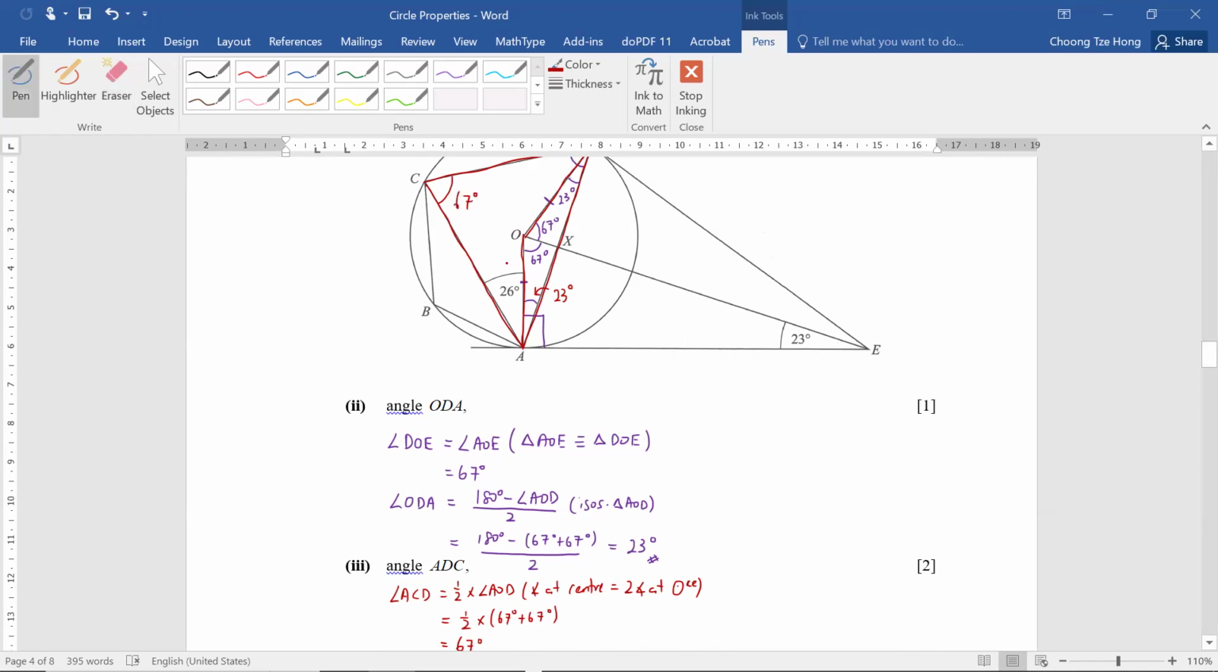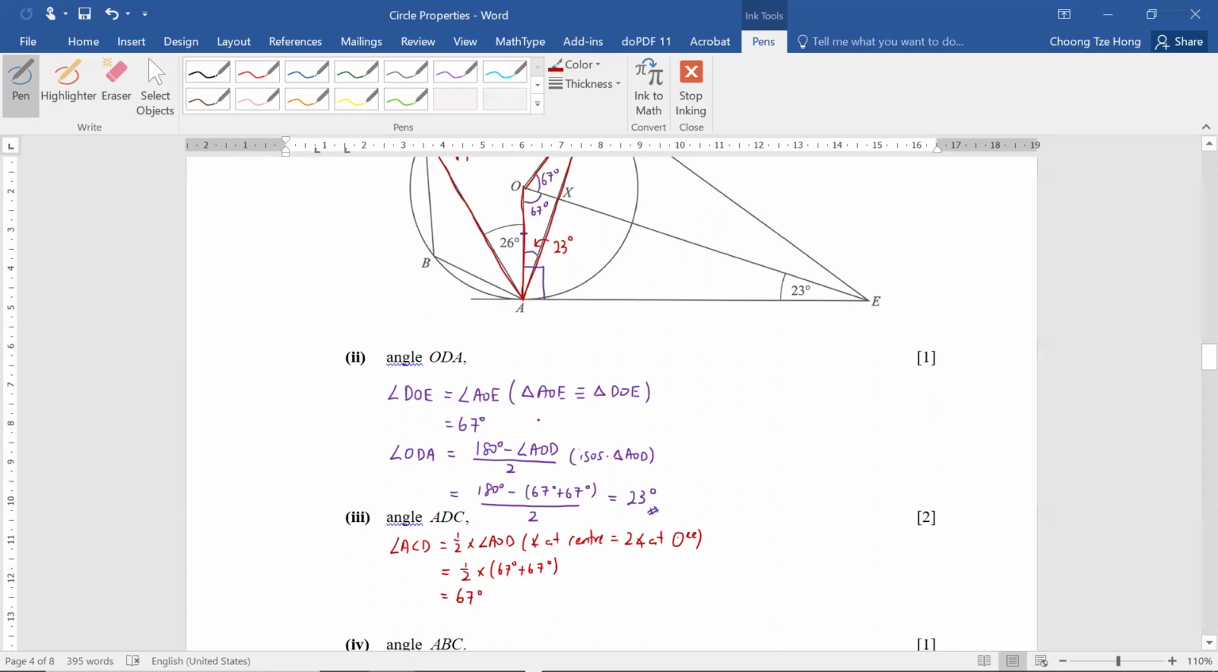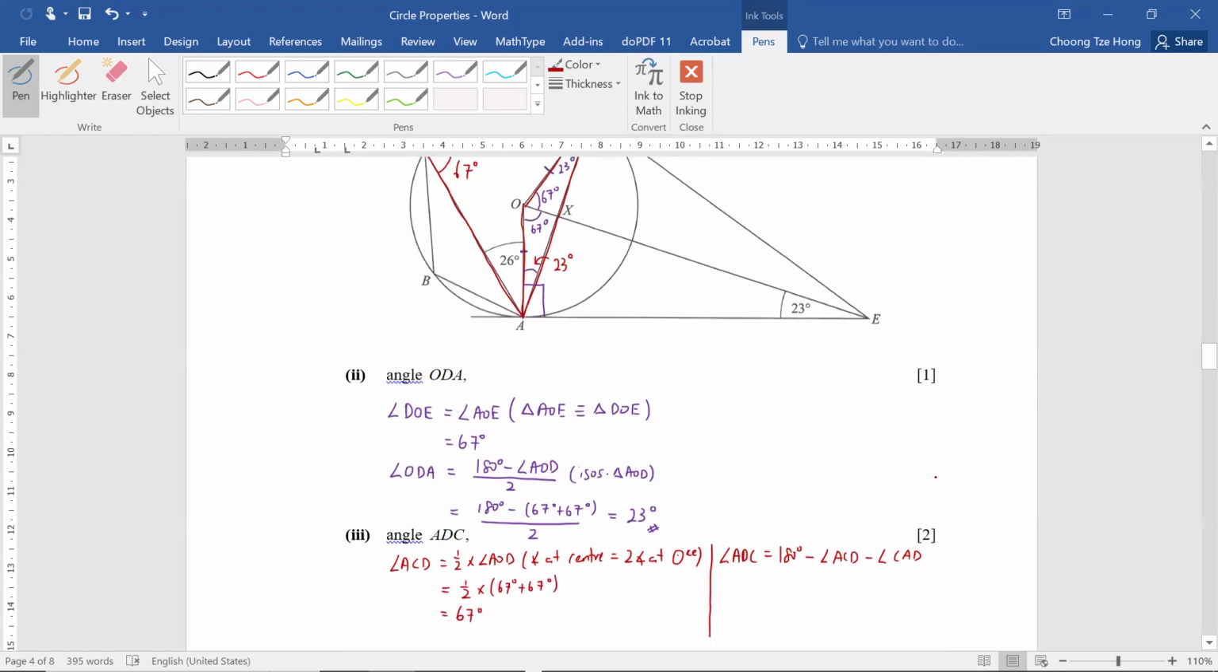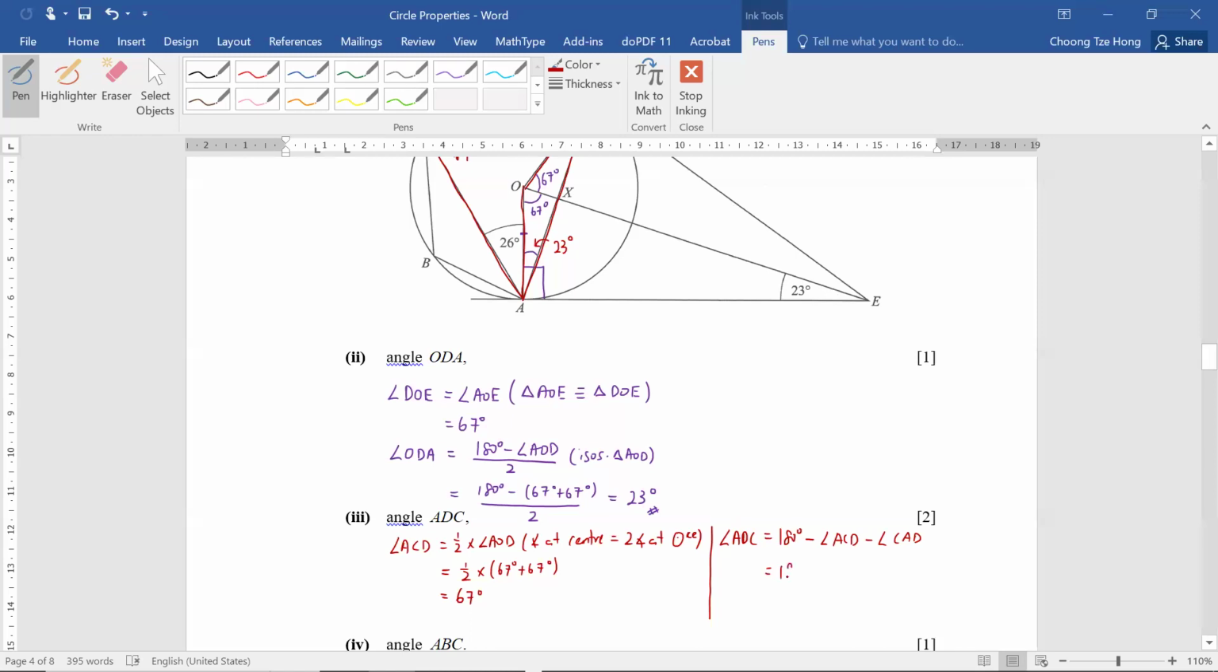Then we can just use angle sum of triangle. We're going to write the working over here, this side. So angle ADC will be 180 degrees minus angle ACD minus angle CAD, alright? CAD is the whole angle at the bottom. So it will be 180 minus 67 minus 26 plus 23. This will give us an answer of 64. This one is the angle sum of triangle. Right, so not too difficult.